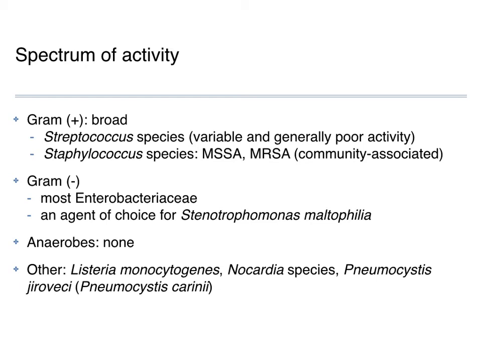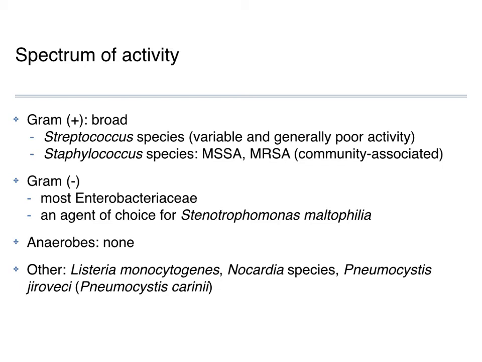Nocardia is an infection that typically occurs in patients with really bad immunosuppressive states, so patients with HIV, etc. And then Pneumocystis jirovecii, which used to be called Pneumocystis carinii. Has anyone ever heard of that organism? So that's PCP infection.